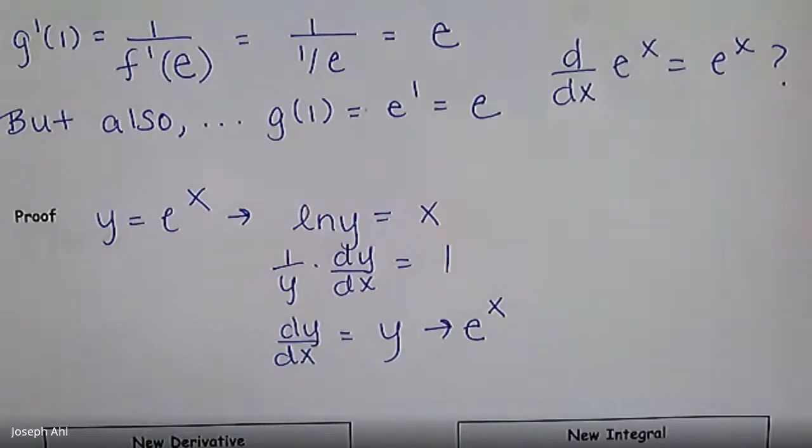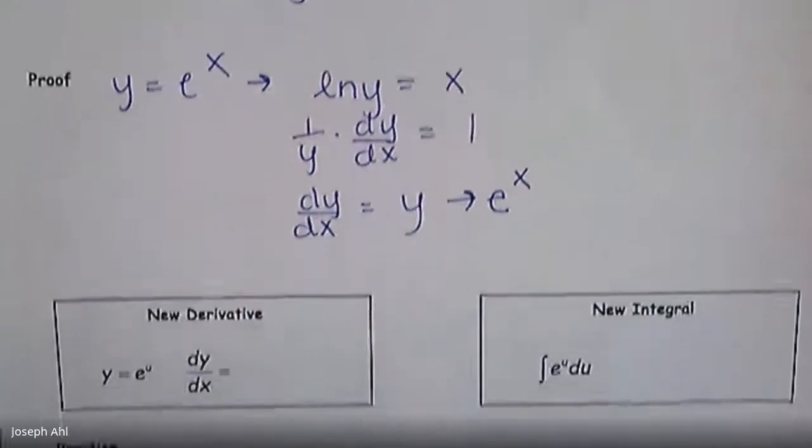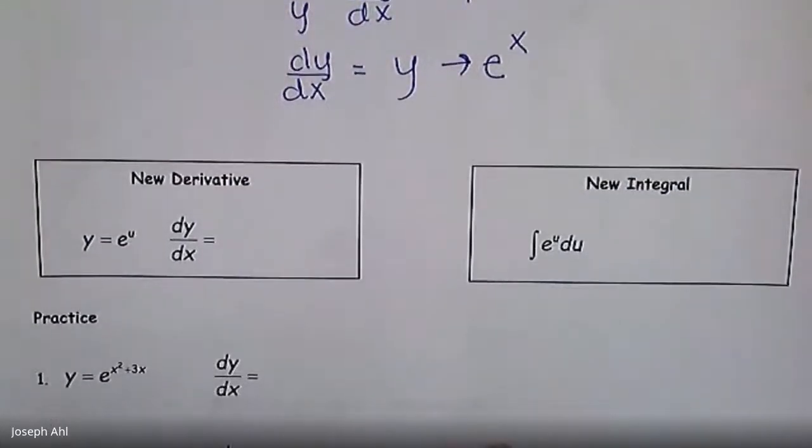Craziness. The slope of the tangent line at any given point on the function e to the x is equal to the function value on e to the x. Kind of crazy. So if we come down here, we now have a new derivative.